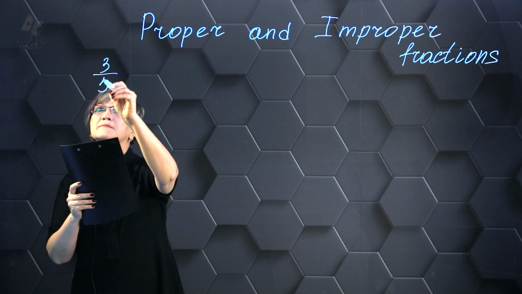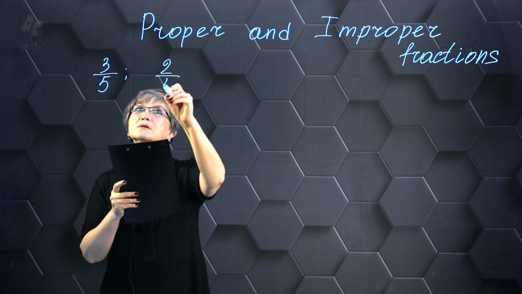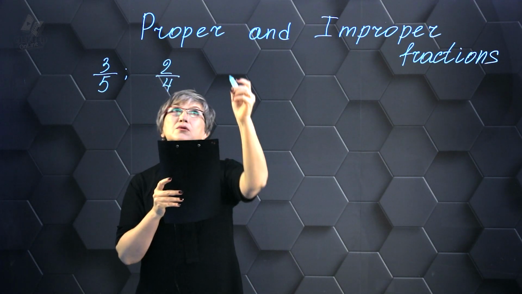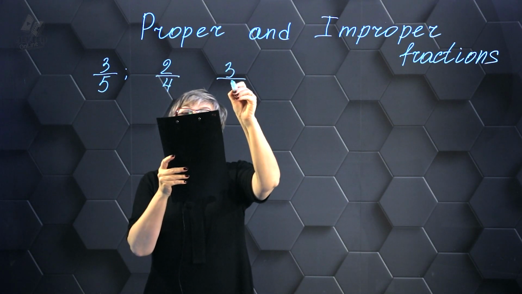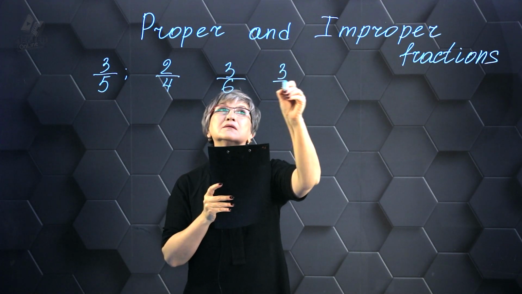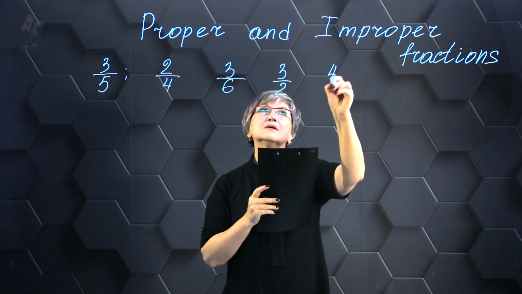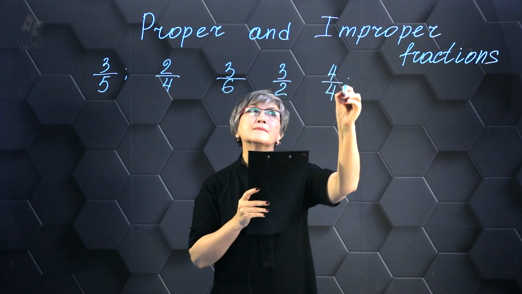3/5 will be included. One more fraction, 2/4. Moving on, we have another fraction, 3/6. The next fraction is 3/3 and another fraction is 4/4. In total, there are these fractions: 3/5, 2/4, 3/6, 3/3, and 4/4. Each fraction represents a distinct part of a whole.